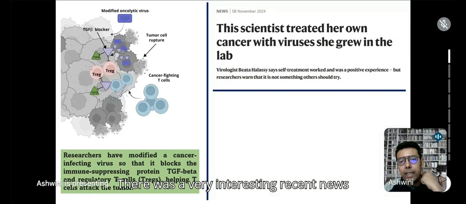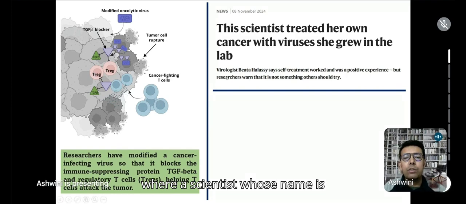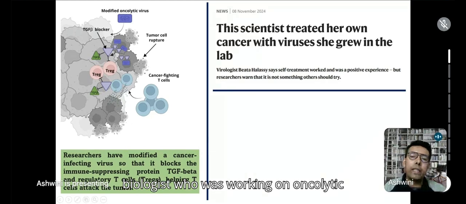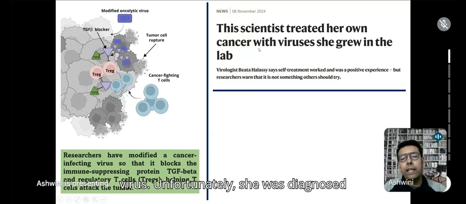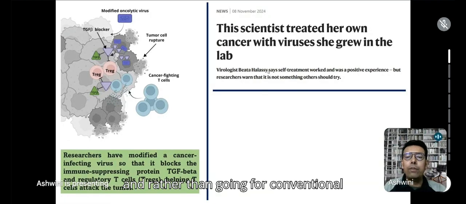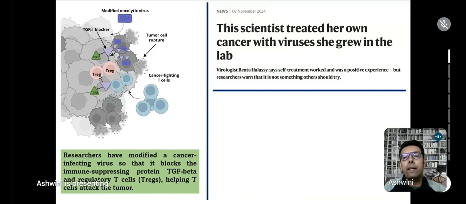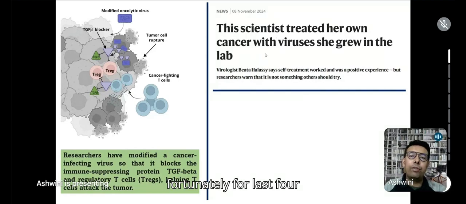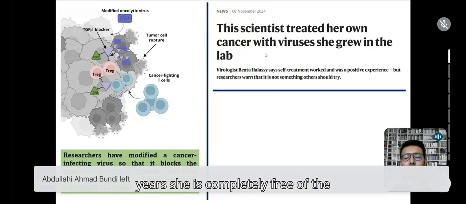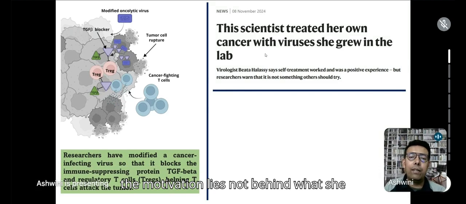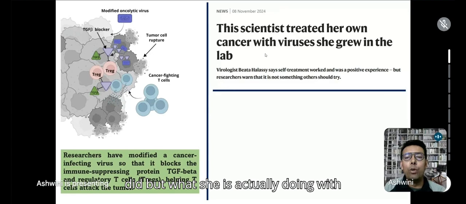There was a very interesting recent news where a scientist, Dr. Beata Halassy, a virologist who was working on oncolytic virus, was unfortunately diagnosed with stage 3 breast cancer. Rather than going for conventional therapies, she injected herself with the oncolytic virus she was working on. And fortunately, for the last 4 years, she has been completely free of the tumor. Though the motivation lies not in what she did, but in what she is actually doing with her research.